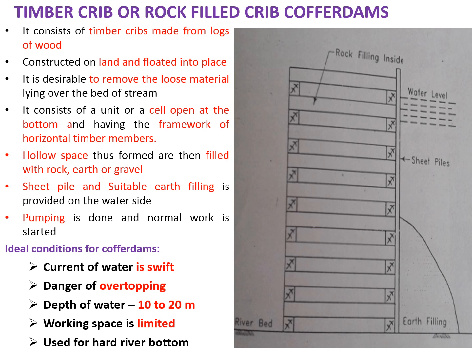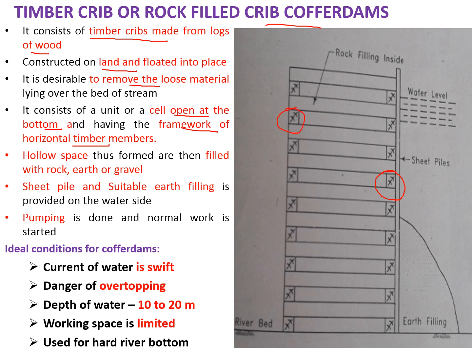Now the next type of cofferdam that we will discuss is called timber crib or rock-filled crib cofferdam. It generally consists of timber cribs made from logs of wood and generally constructed on land, and then it is floated to the place, and it is desirable to remove the loose material. That is the general requirement for all cofferdams. It consists of a unit of cell which is open at the bottom and has a framework of horizontal timber members.